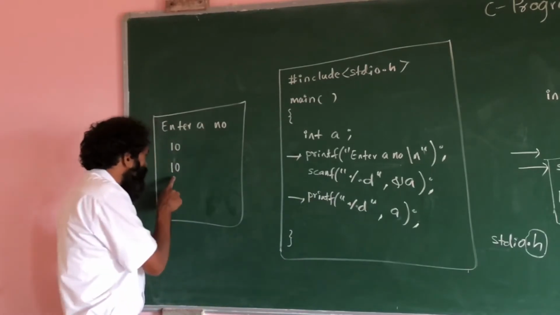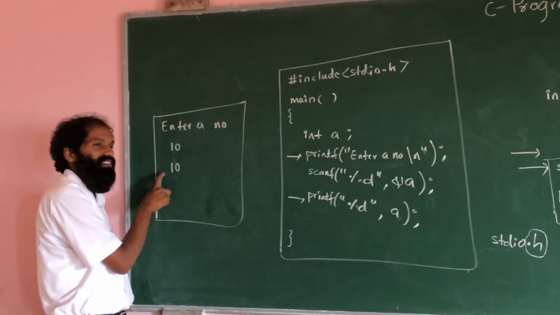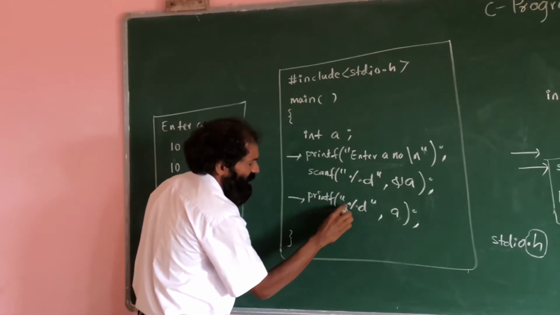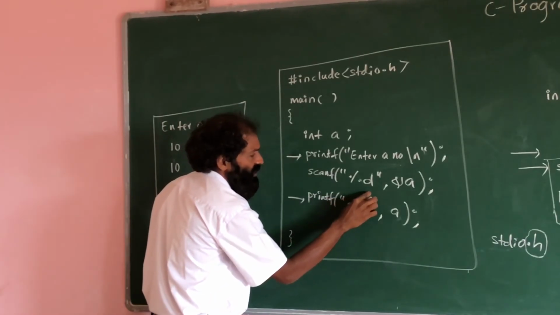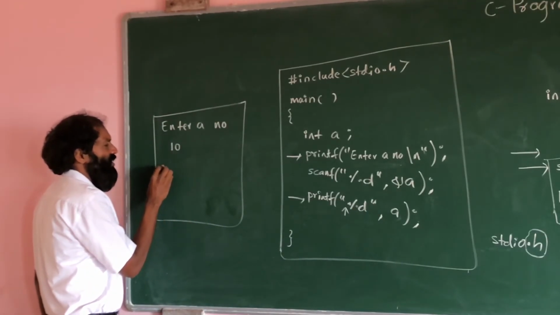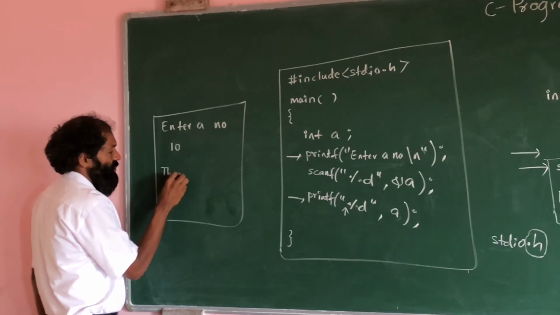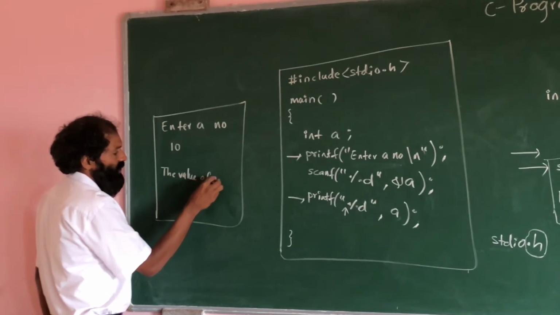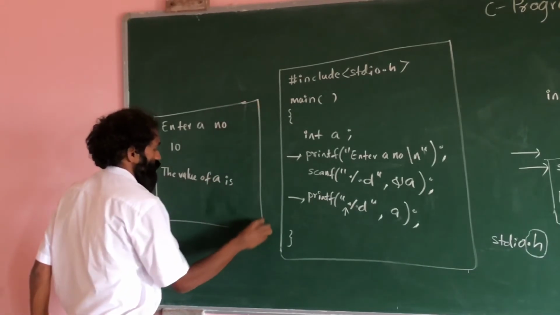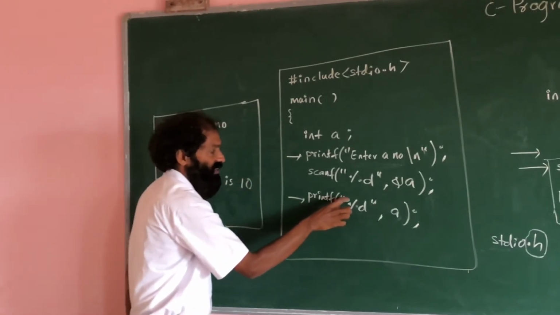Here, it just displayed 10 without any message. So you can include some message, like 'Your number is'. Inside this, here it should be written. If you write 'Your number is', it will display like this. Or 'Entered number is', or 'A's value is', or 'The value of A is'. Whatever number is there, that number will display here. This sentence you should write here.